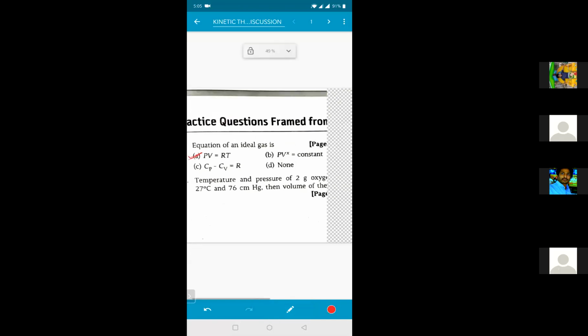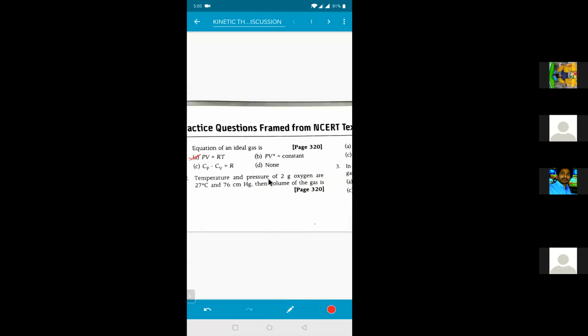Next one is temperature and pressure of 2 gram of oxygen are 27 degrees centigrade and 76 centimeter of mercury. Then the volume of the gas is, we have got the temperature of 2 grams of oxygen at 27 degrees centigrade and also the 76 centimeter of mercury. Then he's asking you to calculate the volume. So you can use this relation, PV = nRT, because the number of moles is being given for me.